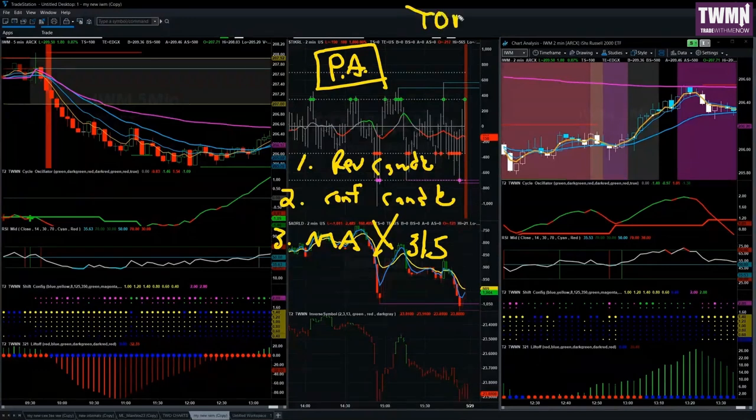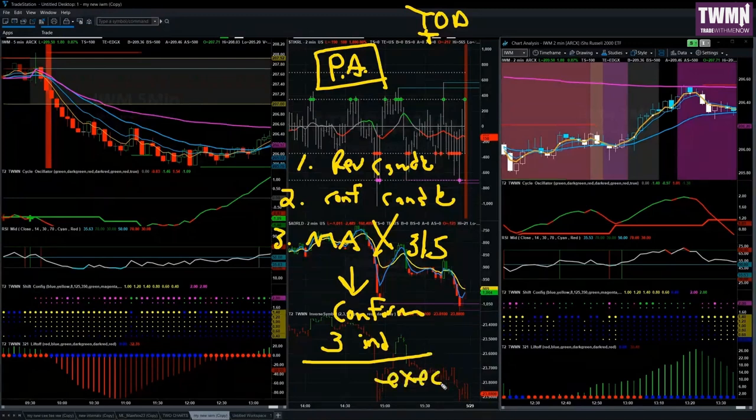So you have time of day plus price action. When I get these 3, then I'm going to confirm. Sound familiar? Setup, confirmation. I'm going to confirm with just 3 indicators. Not everything on here, just 3 simple indicators. And when it does, I'm going to execute the trade, and then I'm going to exit as soon as I get a yellow bar or a level. But that's the strategy. Really, really simple. So check this out, guys.